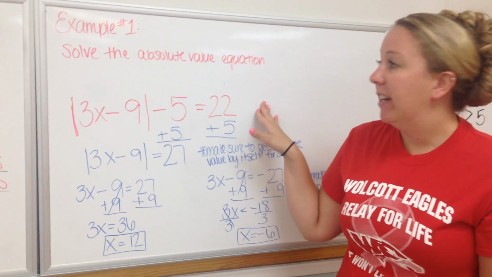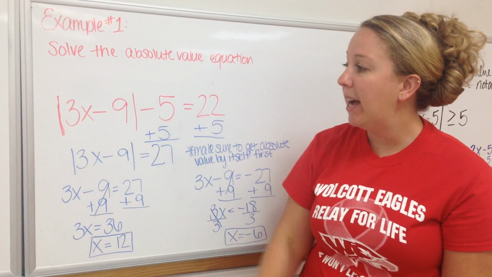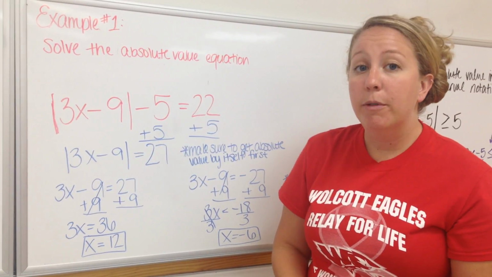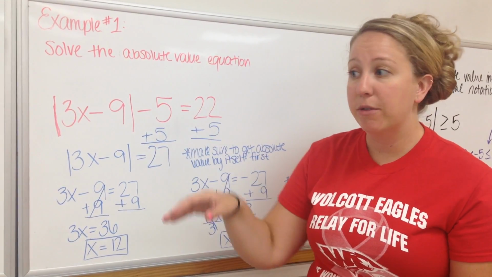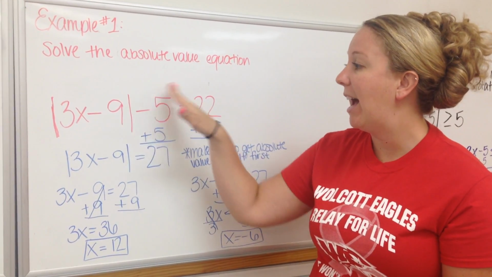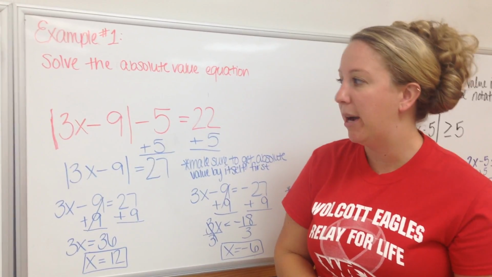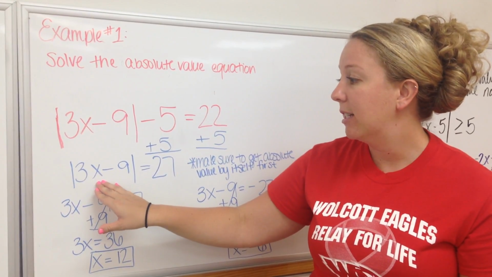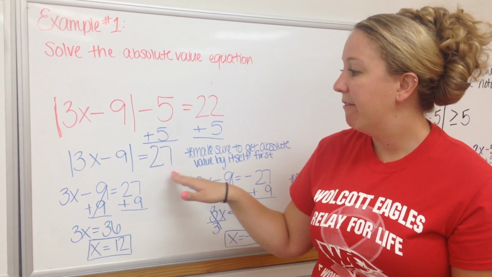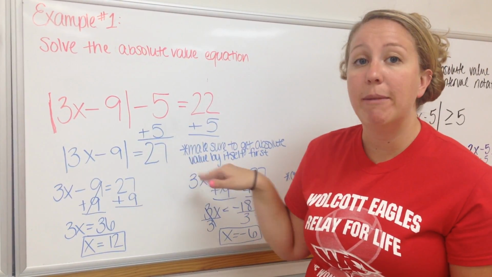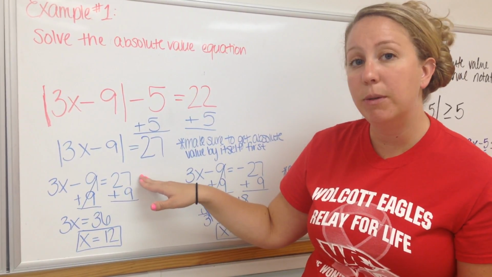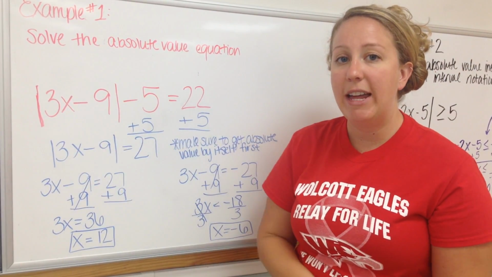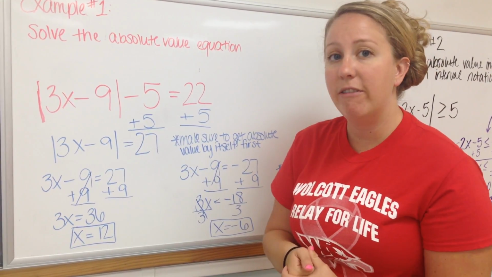Our first example, we're solving an absolute value equation. We have the absolute value of 3x minus 9, minus 5, equals 22. Before you split up into your two equations, you have to move this 5 over first to get the absolute value by itself. So I'm going to add 5 to both sides so that I get the absolute value of 3x minus 9 equals 27. And from here, I'm going to split up into two equations and write my two equations as 3x minus 9 equals 27 and 3x minus 9 equals negative 27, because whatever's on the inside of that absolute value sign can either be positive or negative.